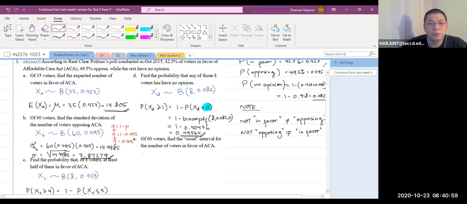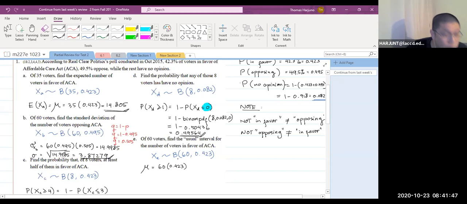Okay, last one. Of 60 voters, find the usual interval. So we have 60 voters, usual interval in favor. Let's call the variable X. The random variable we are dealing with is binomial distribution, number of trials 60, in favor is 0.423. The expectation, the mu is 60 times 0.423. Okay, 0.423, that is 25.38.